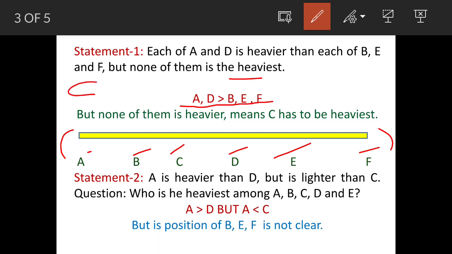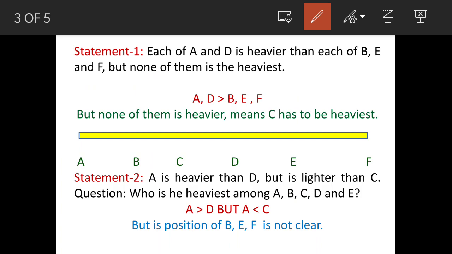But out here C is actually missing. So that means if A, D, B, E, F, none of them is heaviest, then obviously C has to be heaviest. So this is the answer. Now we'll see statement 2.